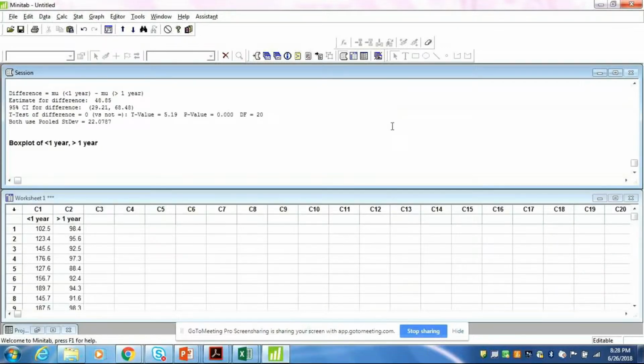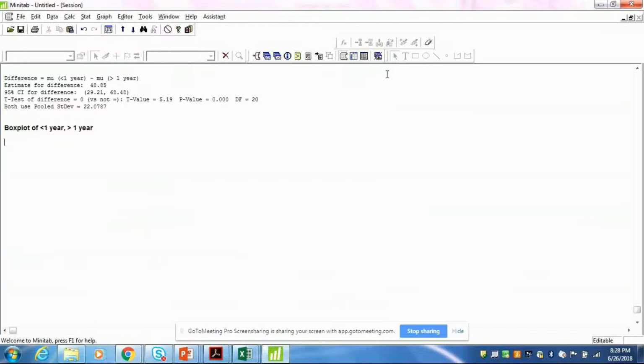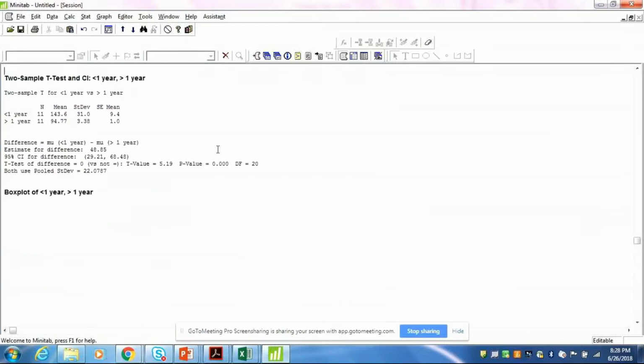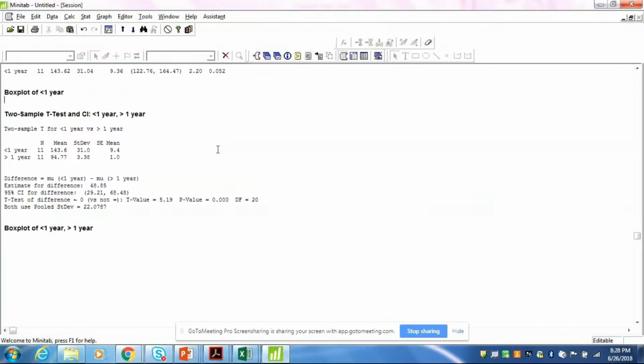Okay, let's go to the session window. So can you look at the p-value and let me know what is your interpretation? Which hypothesis and what does it mean? P-value is 0, which I've never seen before, but okay, I can deal with that. It's good data.